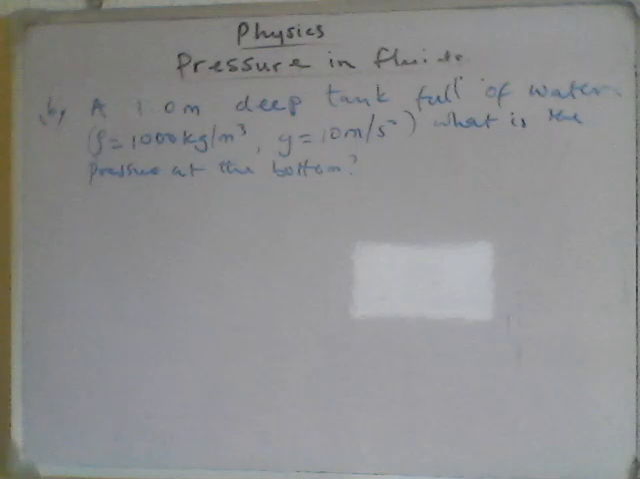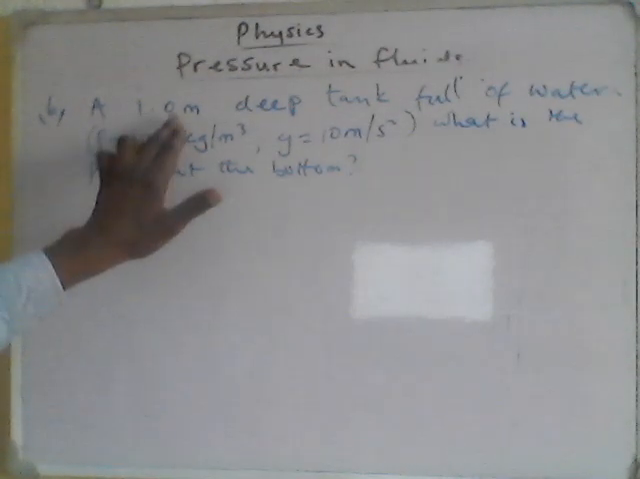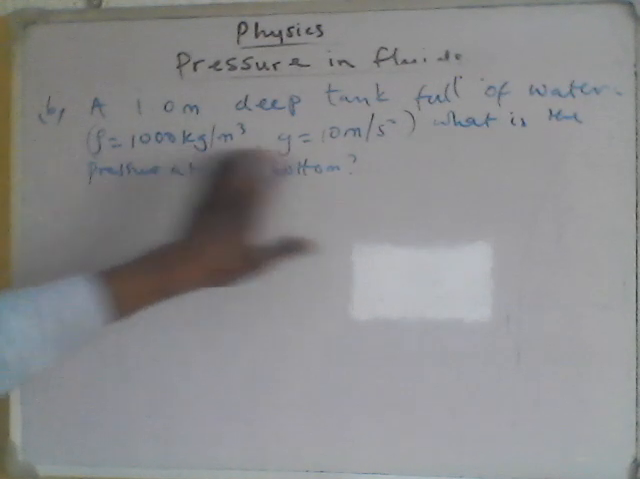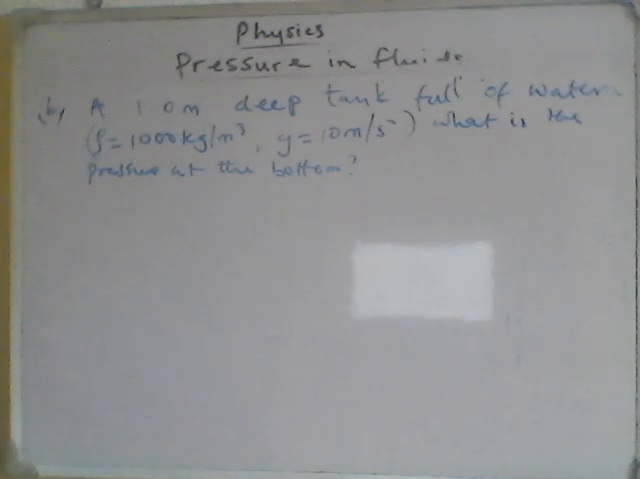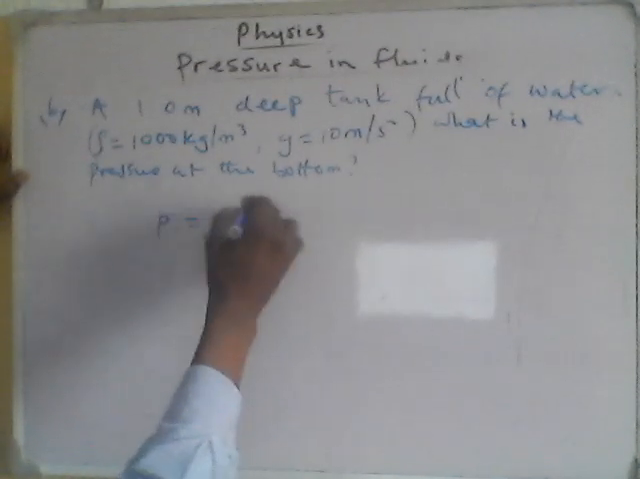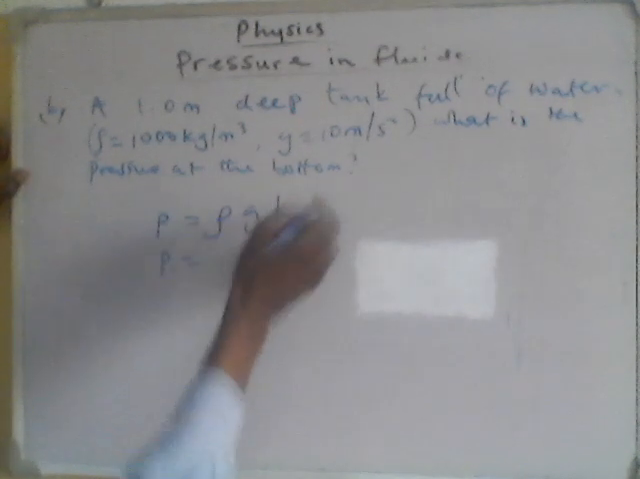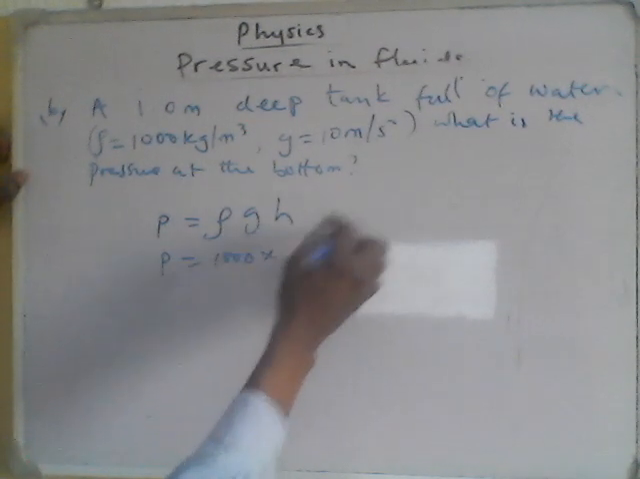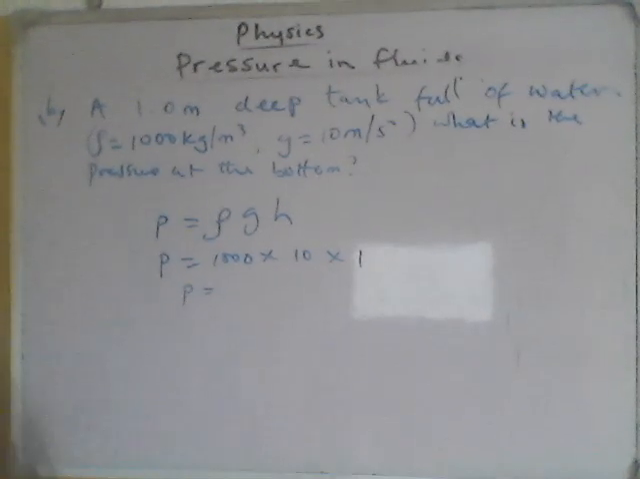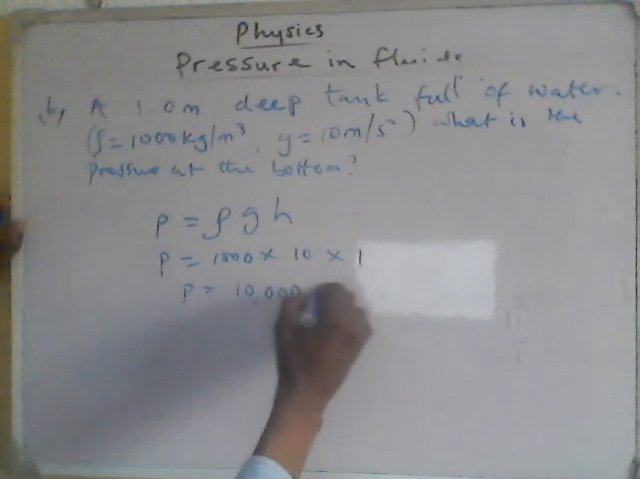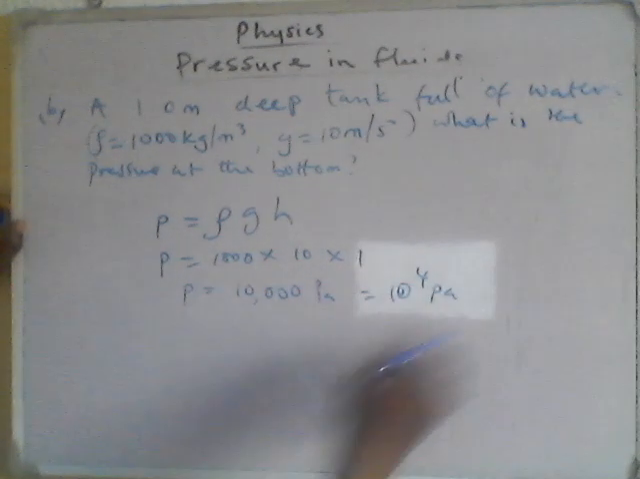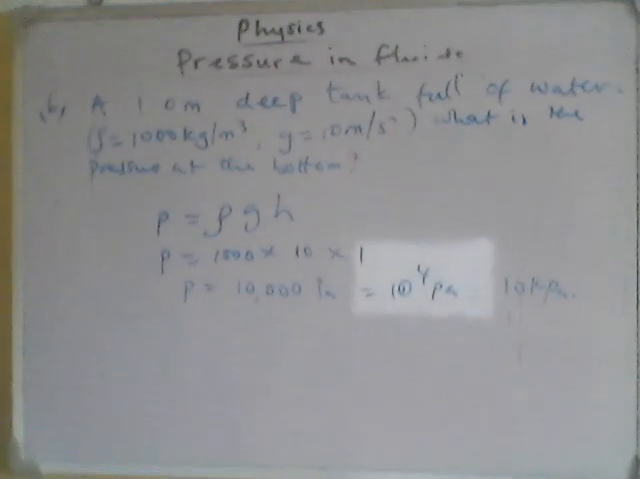Okay, so I have this on the board. It says a 1 meter deep tank full of water. This is the volume, the water with this density and the gravity. What is the pressure at the bottom? So this is just simply pressure. Pressure is equal to density times gravity times height. The density of water is given as 1,000, gravity is 10, and the height is 1. So the pressure is 10,000 Pascals, or 10 raised to the power 4 Pascal, or 10 kilopascal.